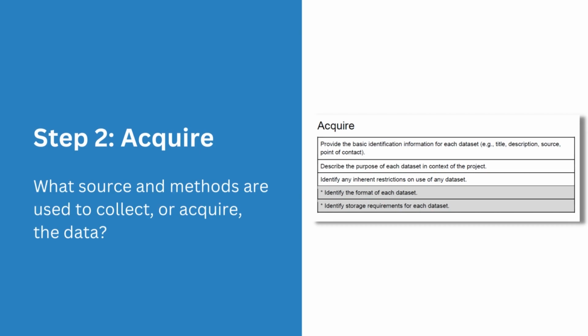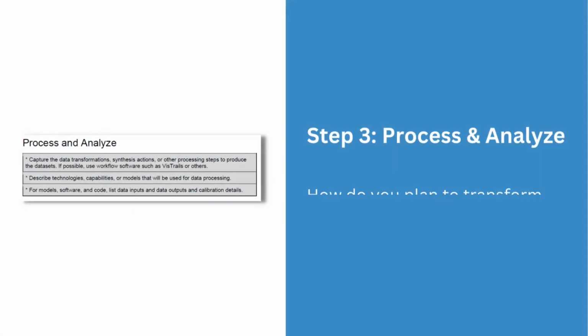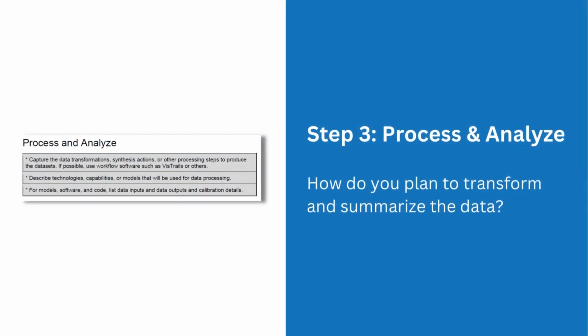The fourth item is identify the format of each dataset, and the fifth item is identify storage requirements for each dataset. Step 3. Process and analyze. How do you plan to transform and summarize the data? Image of a section from the USGS Data Management Plan checklist. The title is Process and Analyze, and there are 3 items in a table below it that are all starred and have a gray background color.